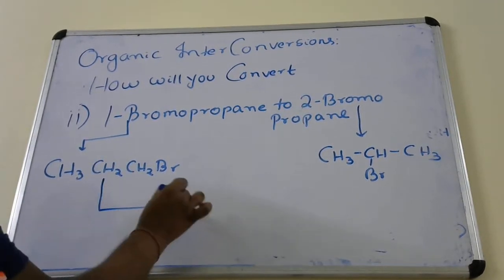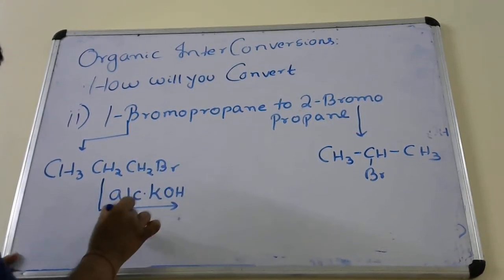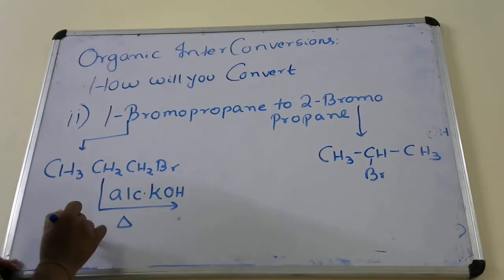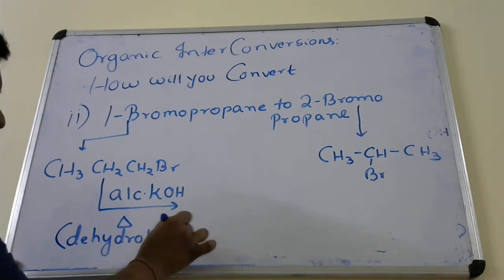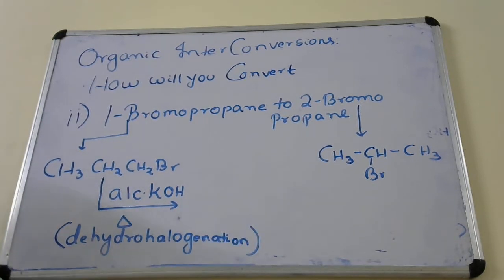First we will give alcoholic KOH and heat. You know that whenever a bromoalkane is given alcoholic KOH and heated, that is called dehydrohalogenation. Okay, that is called dehydrohalogenation because a halogen is removed and a hydrogen is removed.